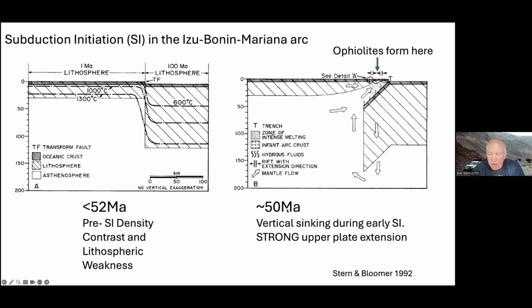And then by about 50 million years ago, it was doing this. So this downward flexing of the old lithosphere creates this space in what becomes the overriding plate. It's not a subduction zone yet, because the motion, as you can see, is vertical. And that allows the asthenosphere to flow up and fill in here, melt, and generate melts and seafloor spreading to make ophiolites. That's where ophiolites form. That's when and how they form.